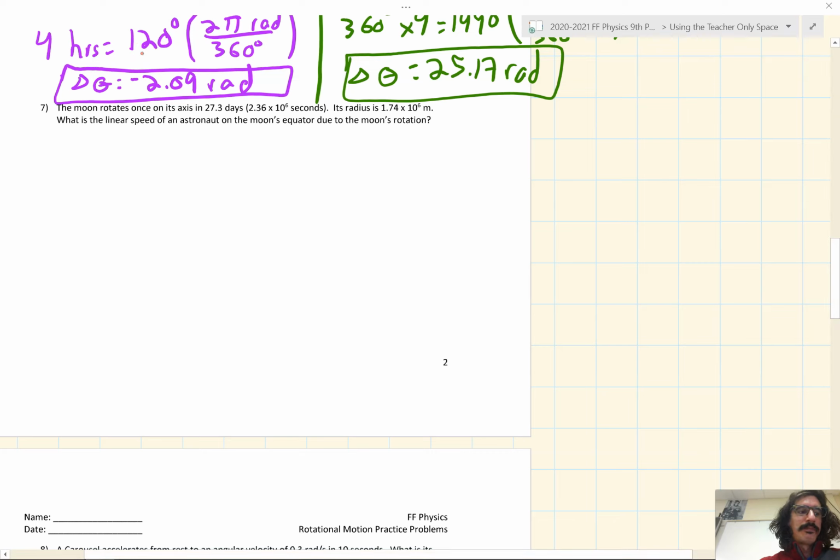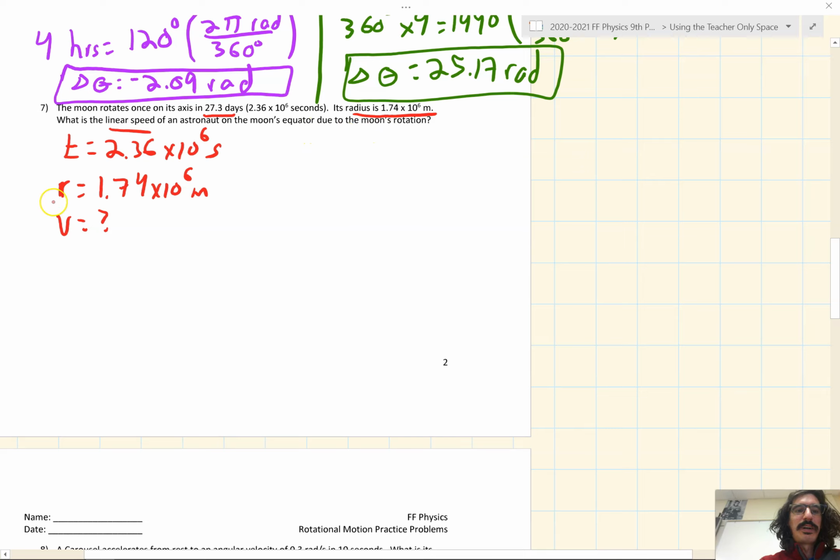Number 7. The moon rotates on its axis in 27.3 days. We already have the conversion, 2.36 times 10 to the 6 seconds. Its radius is 1.74 times 10 to the positive 6 meters. What is the linear speed of an astronaut on the moon's equator due to the moon's rotation?